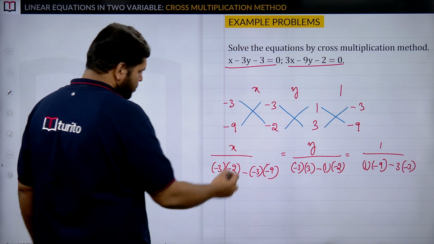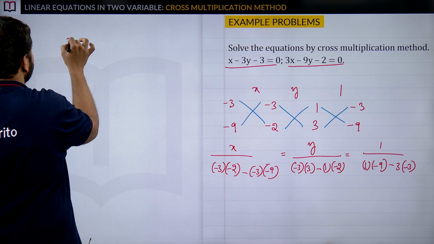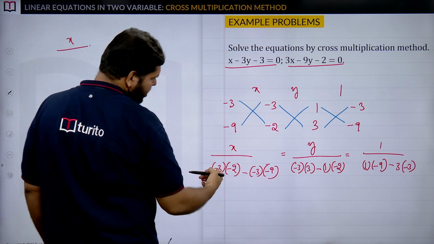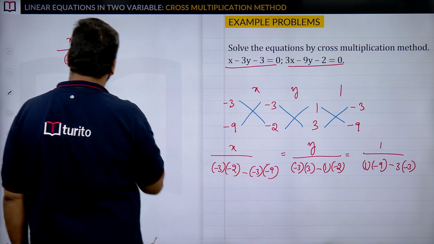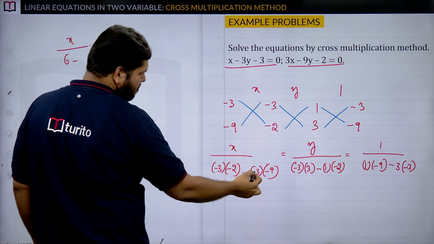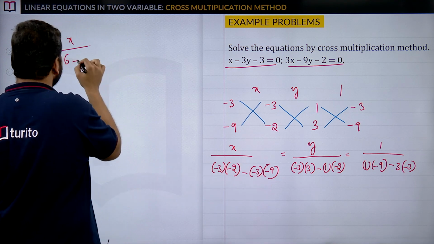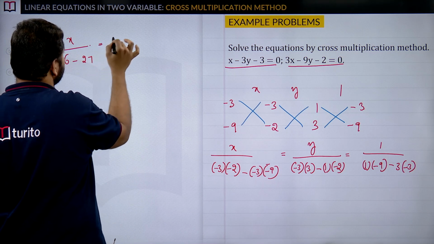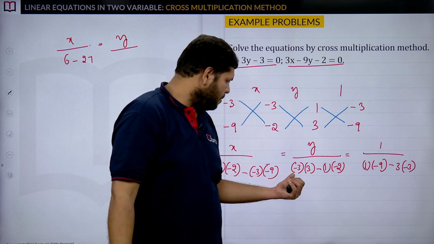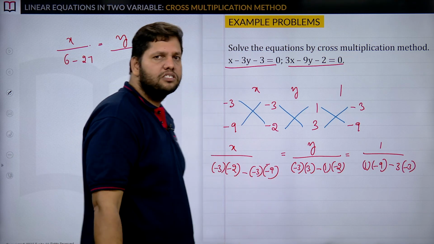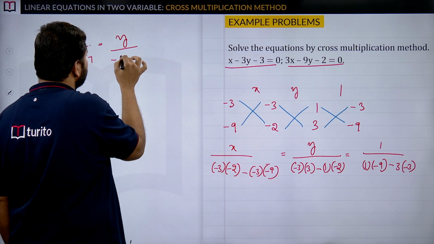Now, what are we doing again? So, x by, children, minus 3 into minus 2. It is what? 6. Minus 3 into minus 9. It is what? Plus 27. So, y divided by minus 3 into 3. It is what? Minus 9.